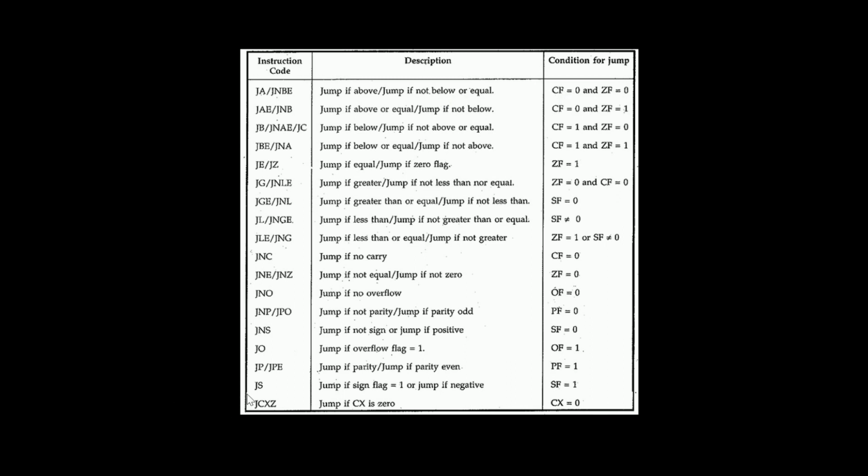Now one of the important instructions is JCXZ, so jump if CX is 0. So if your CX register here is 0, then the jump will go to the specified location. So this is the only one which is quite odd as compared to the remaining instructions, which correspond to your flags, whereas JCXZ corresponds to your CX register.